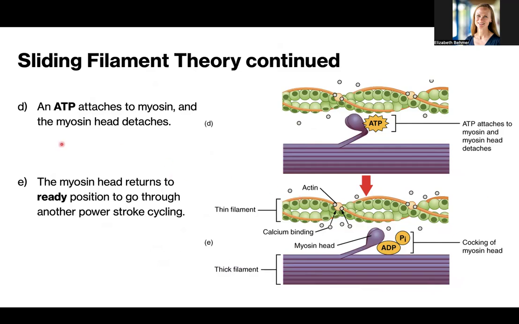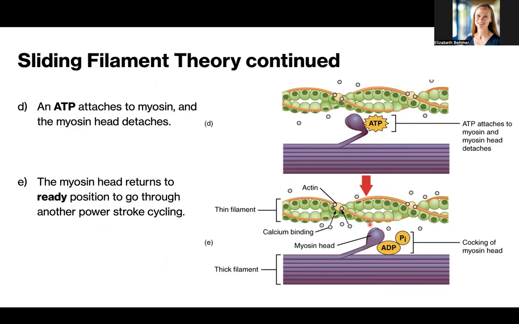A couple steps are necessary to finish this process. An ATP is necessary to come along to attach to the myosin head in order to detach this connection between myosin and actin. Why is this important? This is an important step because we never want our muscles or our sarcomeres to remain in a constant contracted state. ATP is necessary to come along and detach that connection between myosin and actin so that our muscle can eventually get back into a relaxed position. And the myosin head is going to return to a ready position to go through another power stroke cycling step.